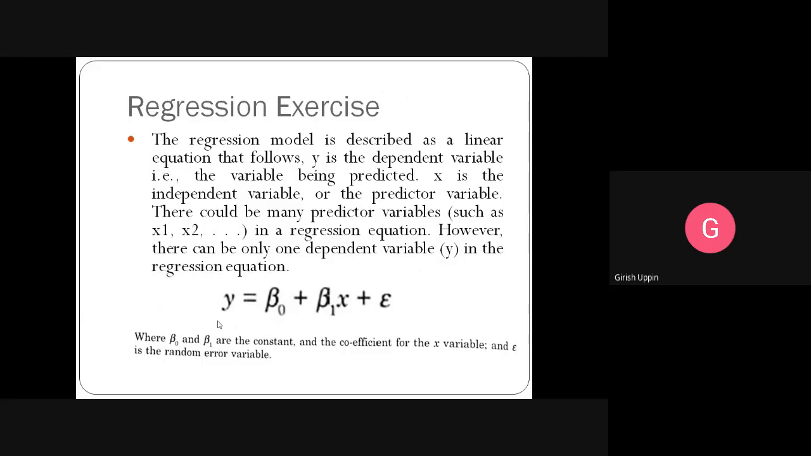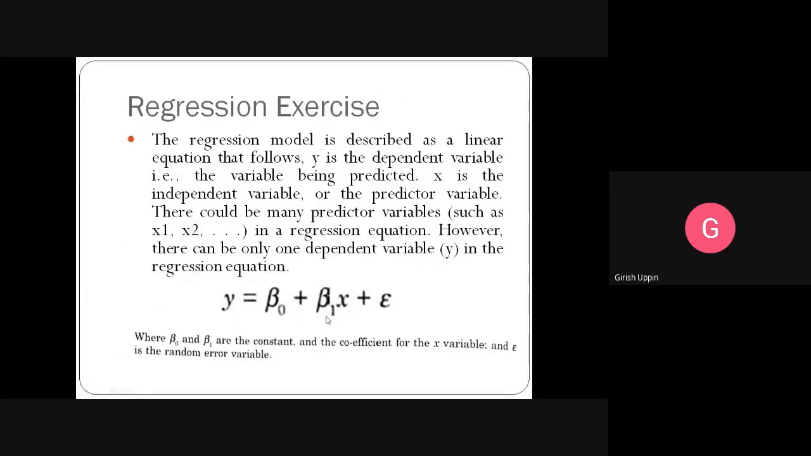Here every model that we have can be with, suppose, one predictor. It can be put in the form y is equal to mx plus c. In this case we have used y is equal to beta naught plus beta 1 x plus epsilon, where beta naught and beta 1 are the constants. Beta naught, as we said, is the intercept on the y-axis, beta 1 is the coefficient of the x variable, and epsilon is some random error variable.